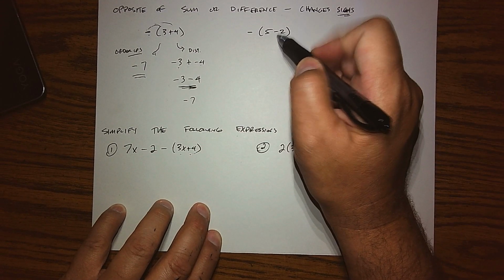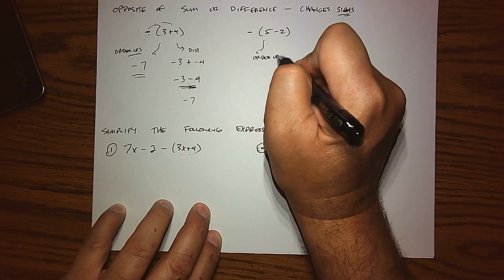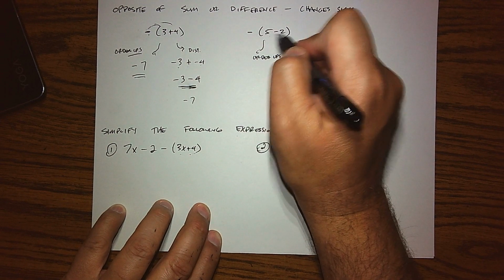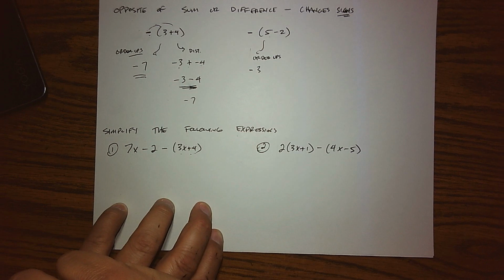What happens when we do a difference? Well, again, if we use the order of operations, we do what's inside here first. So 5 take away 2 is 3, and then we take its opposite. So the answer is negative 3.